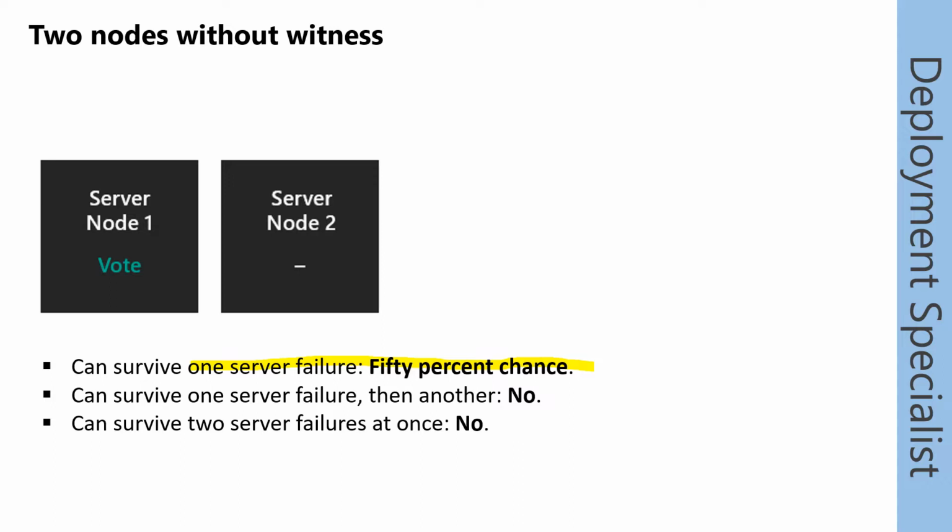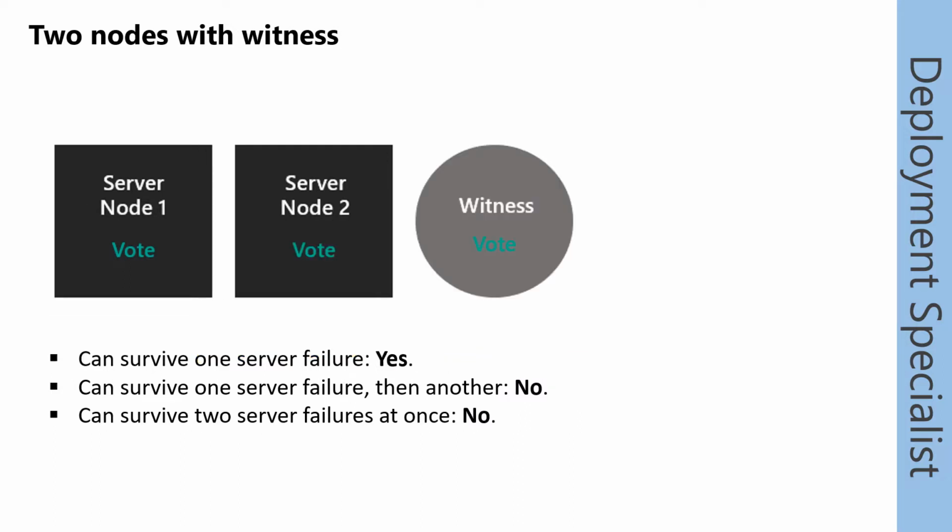So let's have a look at the 2-node configuration with a witness. If there's a witness there, we can see, okay, now we have 3 votes. Let's imagine server 1 goes down, then we have 2 votes from 3 votes. It's the majority, it's the quorum. Server 1 goes down, then we have server 2 with a vote and the witness. It's 2 votes from 3, it's the majority, it's the quorum.